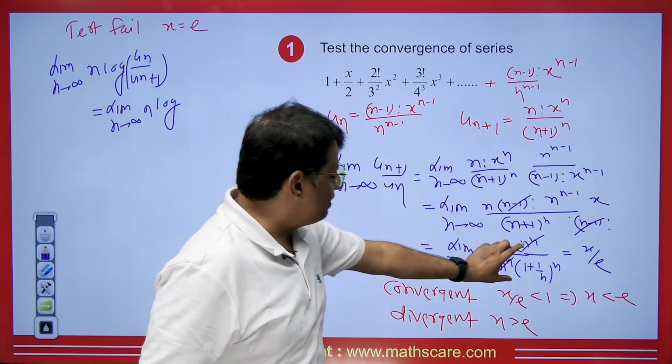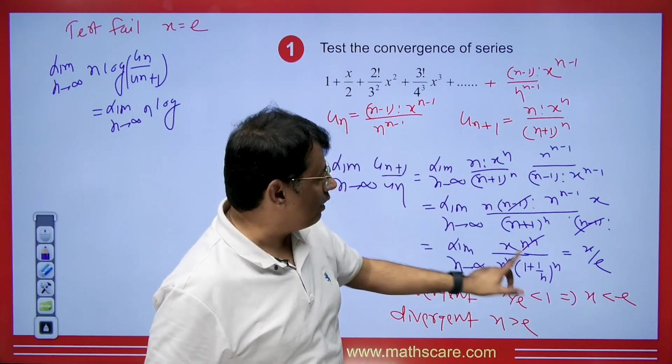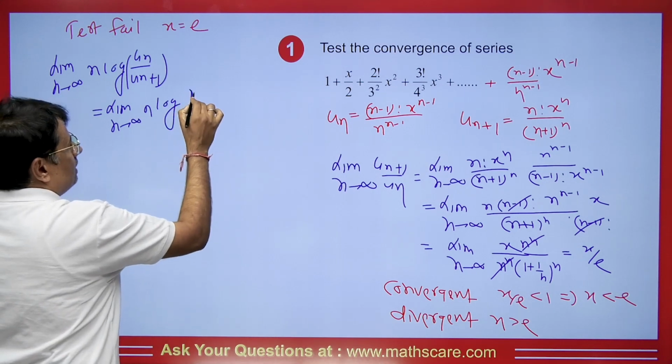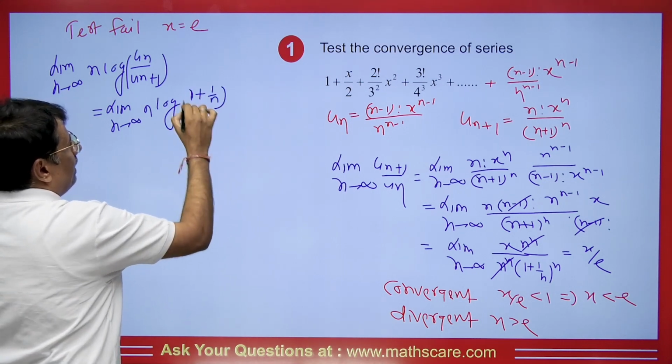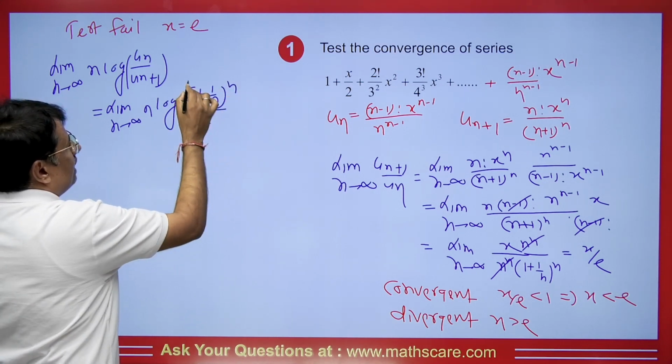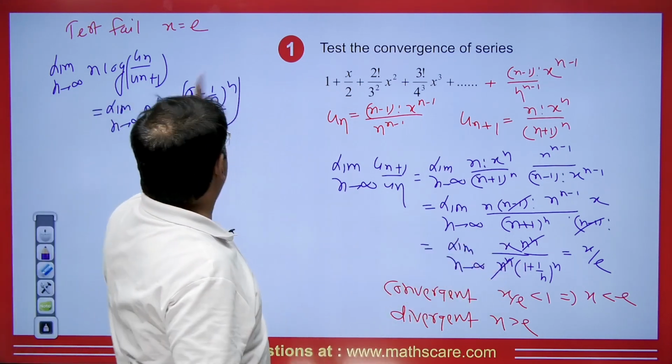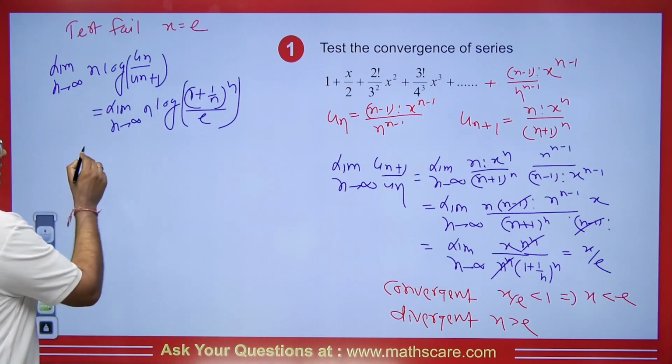Inverse means this will go up and x will come in the denominator. Put e in place of x. So students, when it will go up, then it will come to us as 1 plus 1 by n whole raised to the power of n divided by e. I hope you remember this from before. This will go up and x will come down. In place of x, we have to put e. This has to be understood.